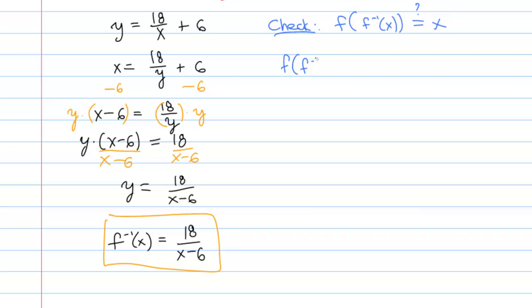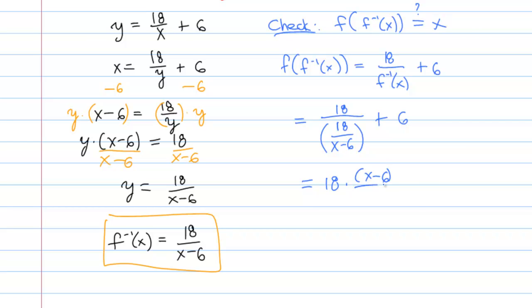We have f of f inverse of x. Now the formula for f is right here. And so f of f inverse is going to be 18 divided by f inverse plus 6. If we substitute the formula for f inverse we had, we're going to have 18 divided by the expression 18 over x minus 6, plus 6. So this expression here is a complex fraction, a fraction inside of a fraction. To divide by 18 over x minus 6 is to multiply by x minus 6 over 18. So the 18s will cancel. That will leave me with x minus 6 plus 6. X minus 6 plus 6 will cancel, and that'll leave me with an x. And so I know that this works.